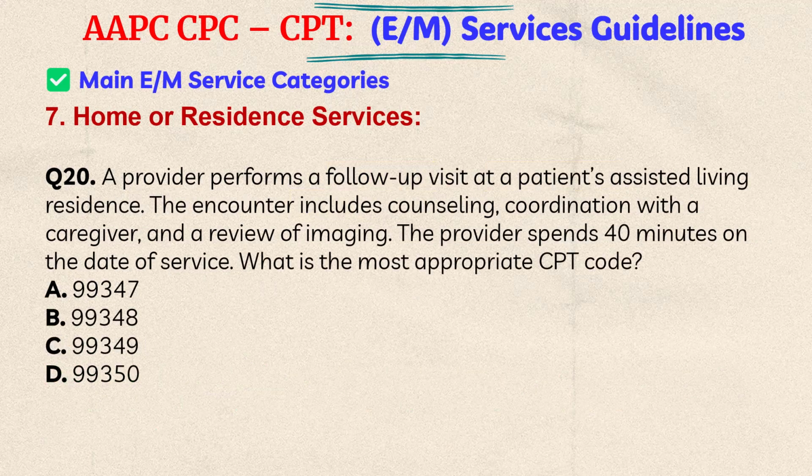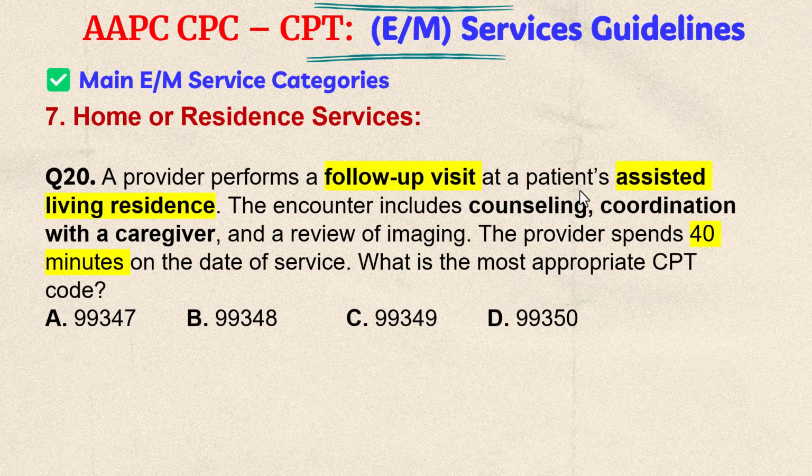Question number 20 is, a provider performs a follow-up visit at the patient's assisted living residence. The encounter includes counseling, coordination with the caregiver, and a review of imaging. The provider spends 40 minutes on the date of service. What is the most appropriate CPT code? So there are 4 codes available: 99347, 48, 49, and 50. So take your CPT code book and find the answer. So here you have to highlight this is a follow-up visit in an assisted living residence, and the provider spends 40 minutes of time.